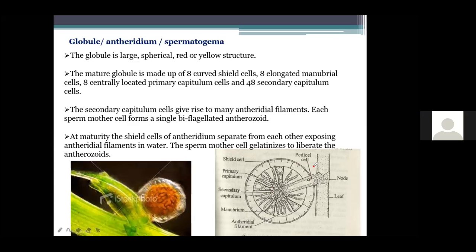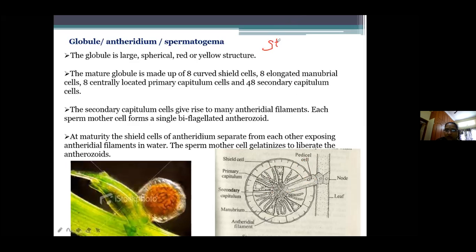Yes, the pedicel is present. It is a spherical shape. What is the color? Reddish in color, and it consists of a pedicel. Another name for pedicel is stalk. Both names are the same, girls, don't get confused.